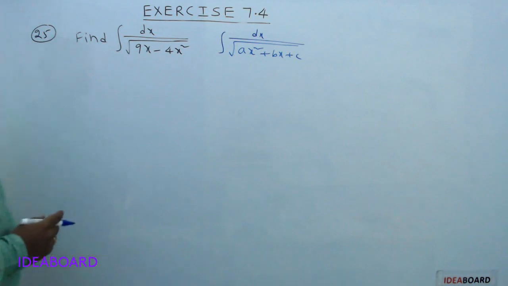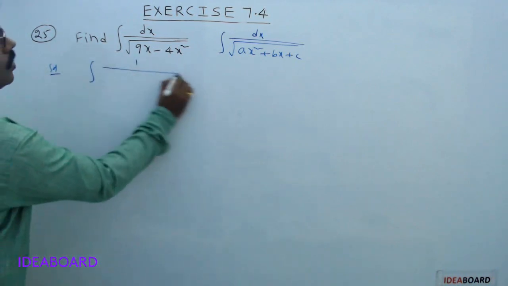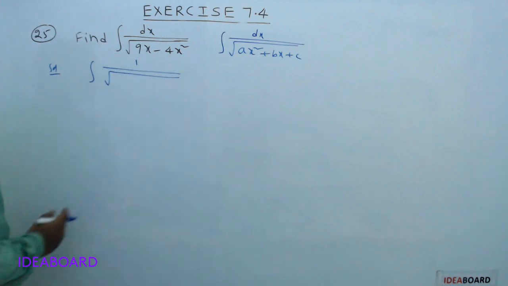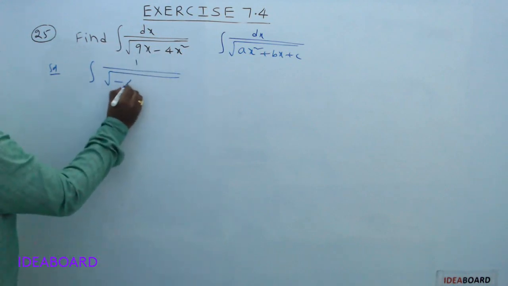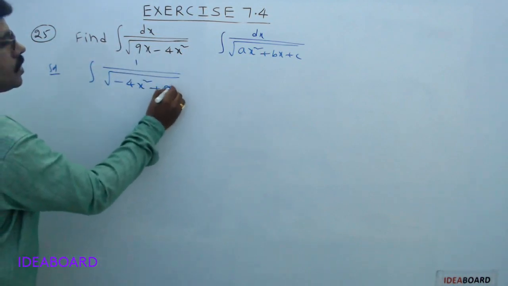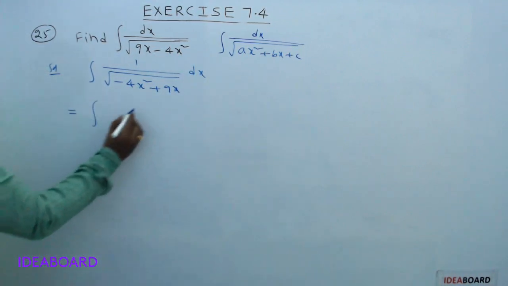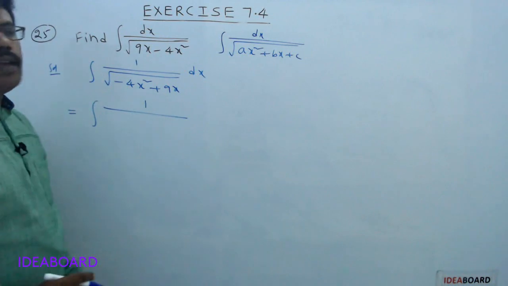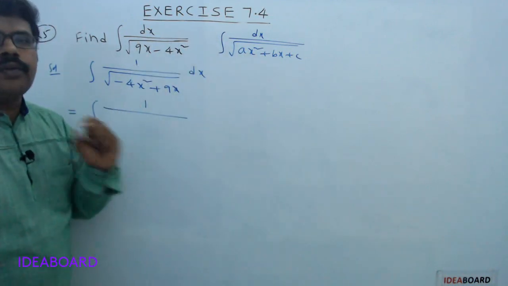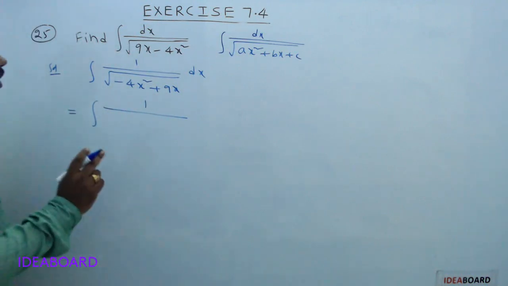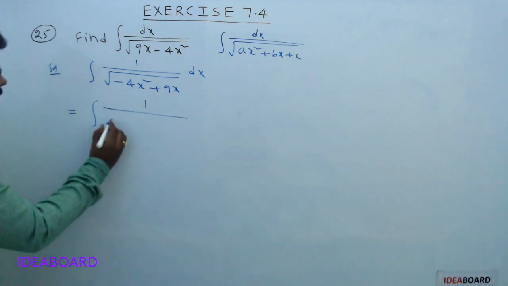Now come to the procedure. First write down the given problem. Integral 1 divided by square root of, you can write down the terms in an appropriate order, minus 4x square plus 9x dx. Now this is equal to integral 1 divided by, what is our procedure? Make x square coefficient as a unity. For that, here I will take the common factor minus 4 from these two terms.